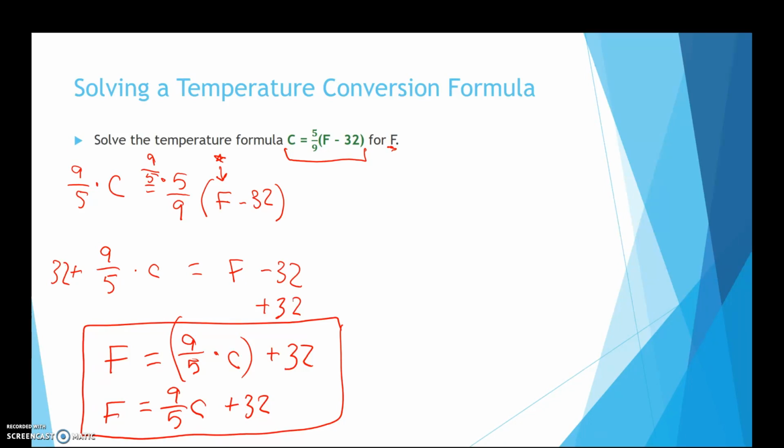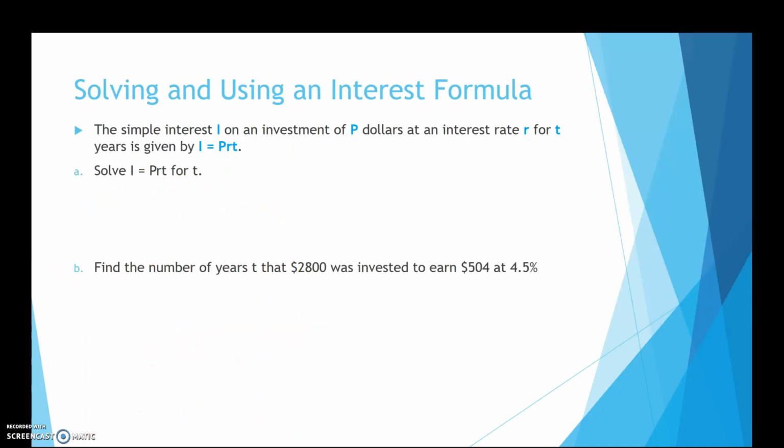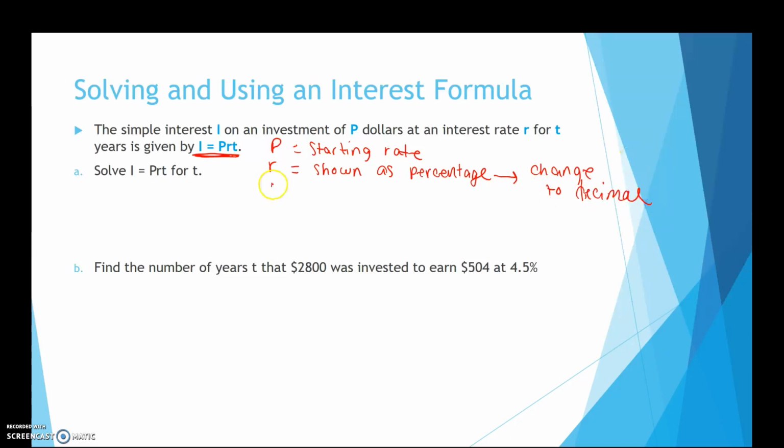Okay, so we've worked with the area formula and the temperature formula. We're now going to look at the simple interest formula. It says the simple interest I of an investment of P dollars at an interest rate R for T years is given by the formula I equals P times R times T. P normally is your starting amount. R is normally represented as a percentage, and normally you have to change that to a decimal. And then T is going to be time.